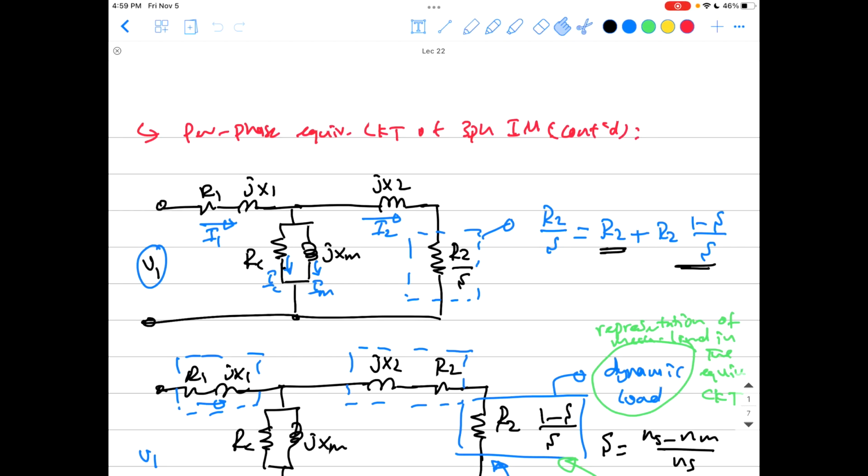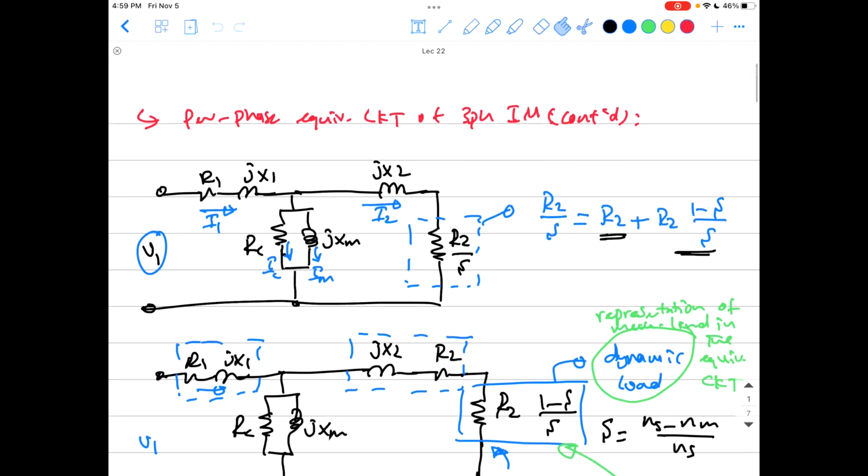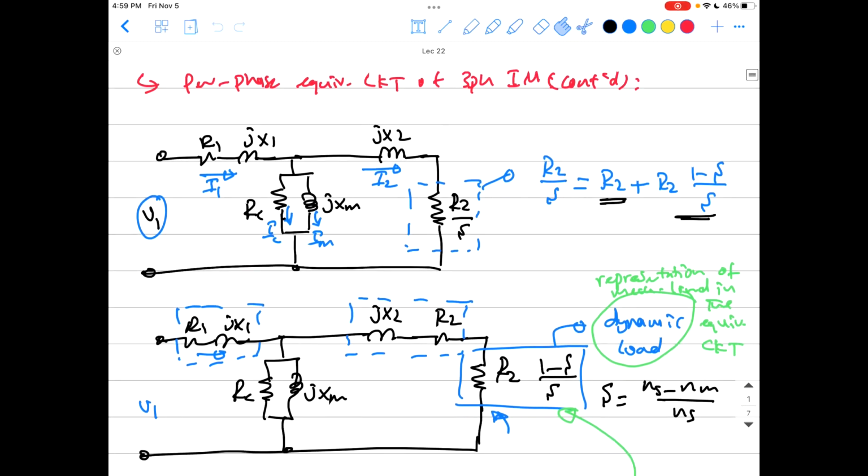In the previous lectures we started talking about the per-phase equivalent circuit modeling of a three-phase induction motor. As we used to do with all kinds of machines, the per-phase equivalent circuit is the best way to go with trying to predict the performance of the machine, and we derived this equivalent circuit for the induction machine, so you can review it if you don't remember how we landed on this shape of equivalent circuit.